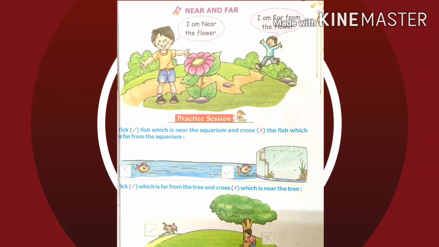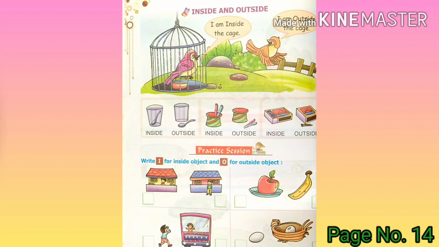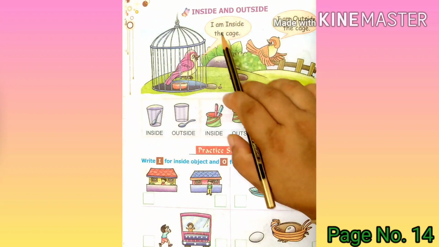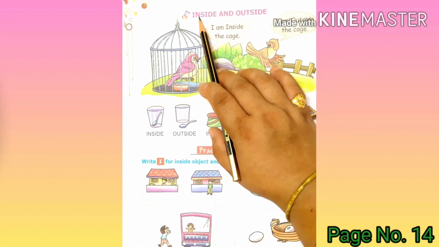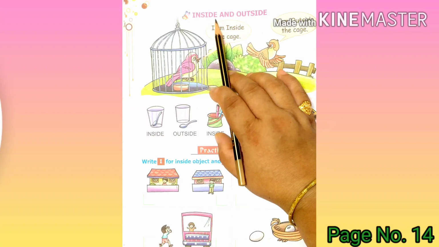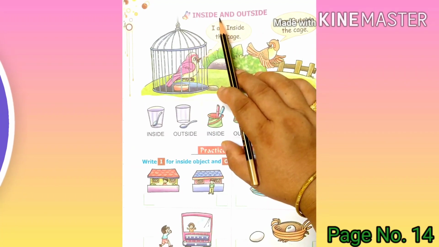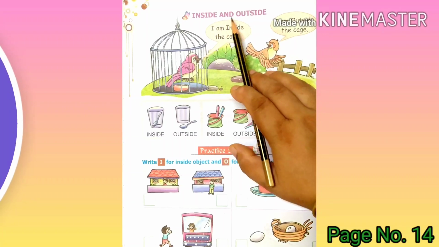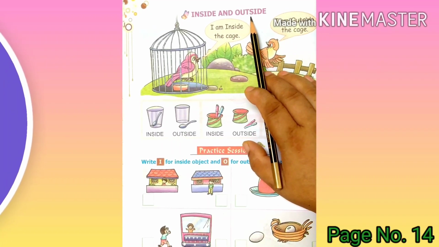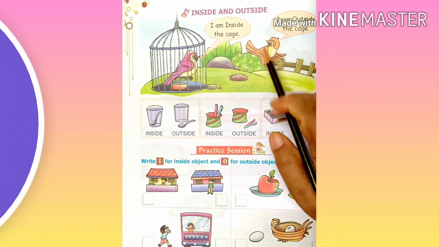Okay, children? Next page is page number 14. In this page, the topic is inside. The meaning of inside is अंदर, अंदर की तरफ. And outside. The meaning of outside is बाहर.